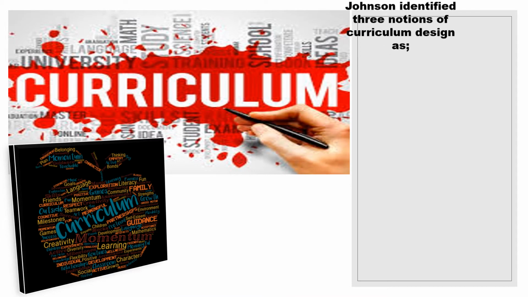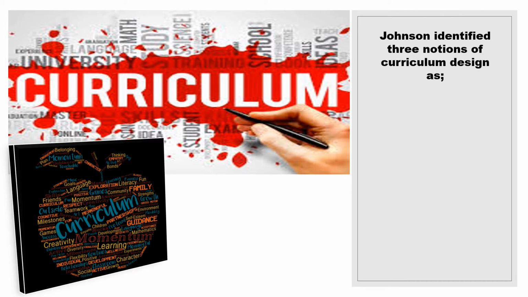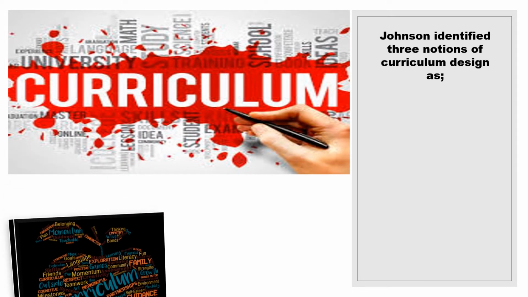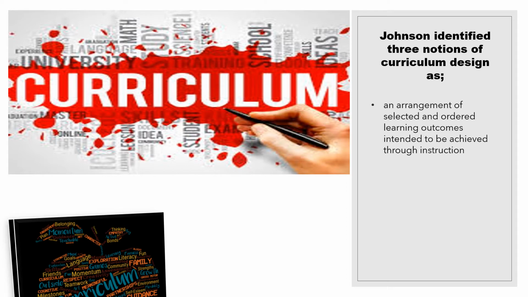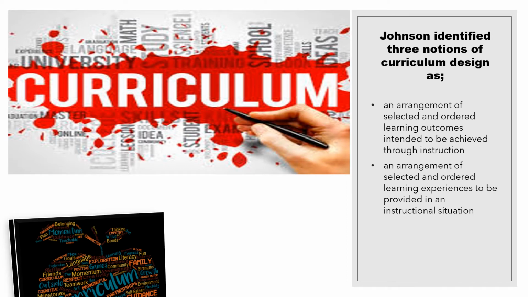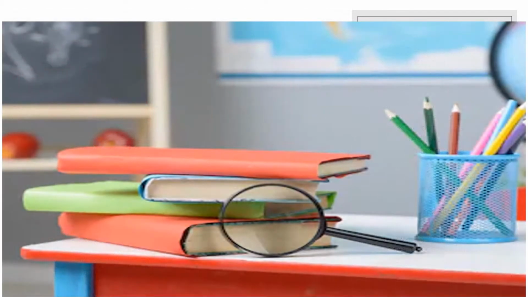According to Johnson Jr. in 1969, he identified three notions of curriculum design: first, an arrangement of selected and ordered learning outcomes intended to be achieved through instruction; second, an arrangement of selected and ordered learning experiences to be provided in an instructional situation; third, a scheme for planning and providing learning experiences.